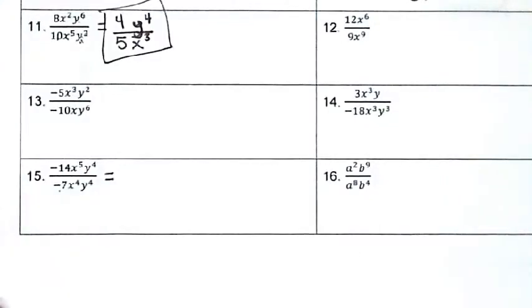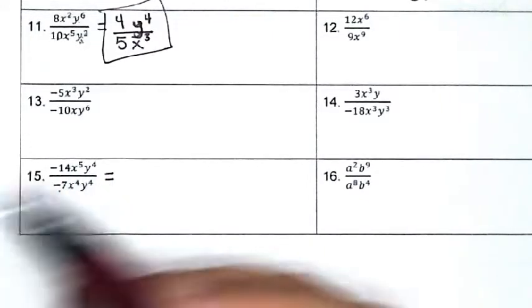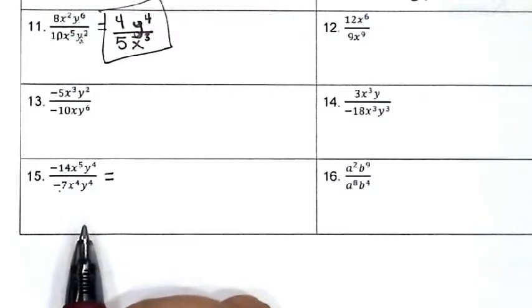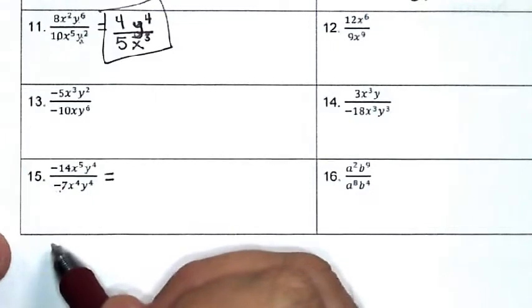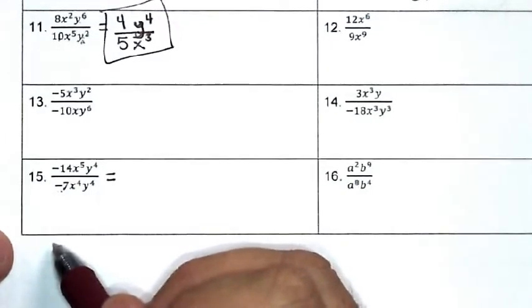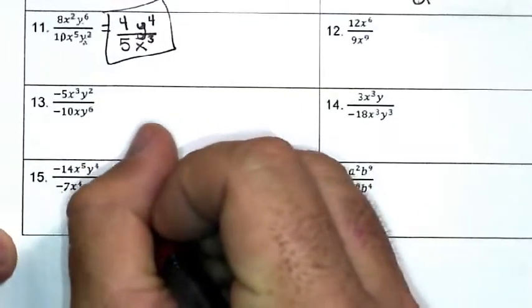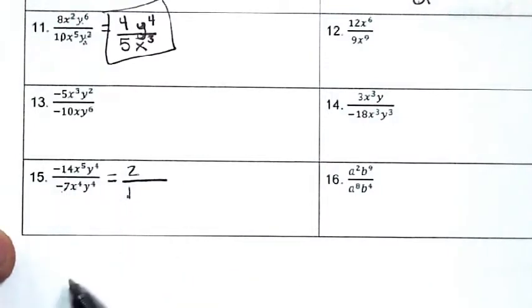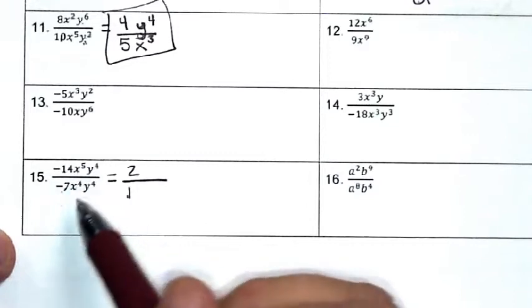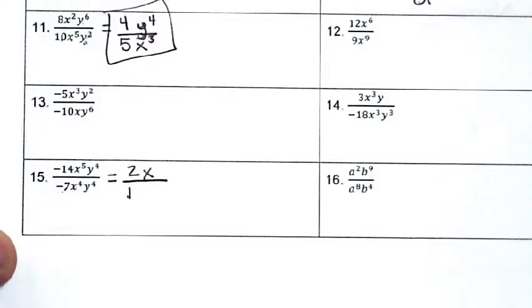Now, I do need to look at my variables here, okay? I'm going to reduce the fraction first. These are both divisible by negative 7. Would you agree with me on that? Okay, that would simplify your fraction to 2 over 1, okay? The only reason why I'm doing this right now is because I have these variables that I have to take care of. My x's, do I have more in the numerator or denominator? Numerator. So that's where my answer would go after I subtract them. What's 5 minus 4? 1.